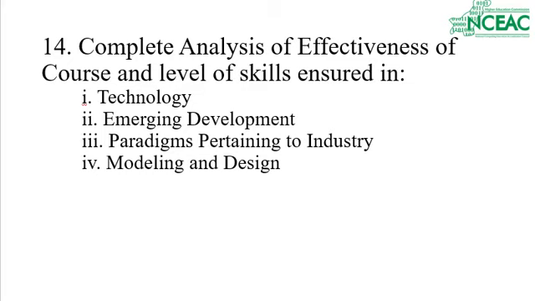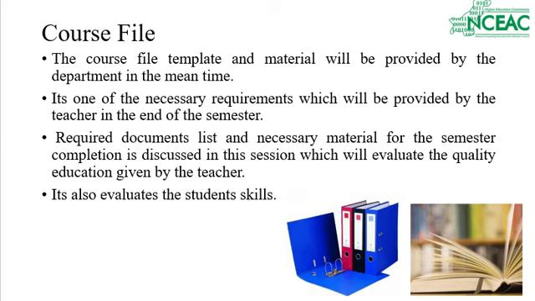Next, we must complete the analysis of the effectiveness of the course and the level of skill ensured in terms of technology. Because our degree is a computing degree, we must ensure that the skill is in terms of technology, emerging development, paradigm, partnering with industry, or modeling and design. So all the 14 points we will discuss need to be included in the course file.